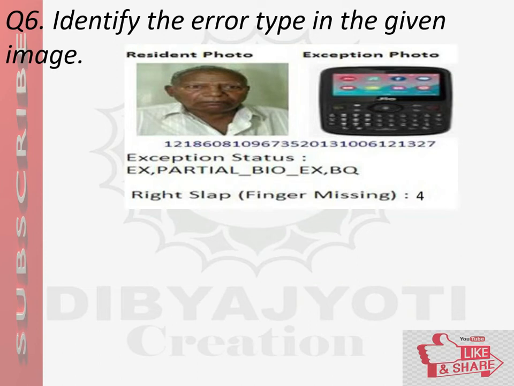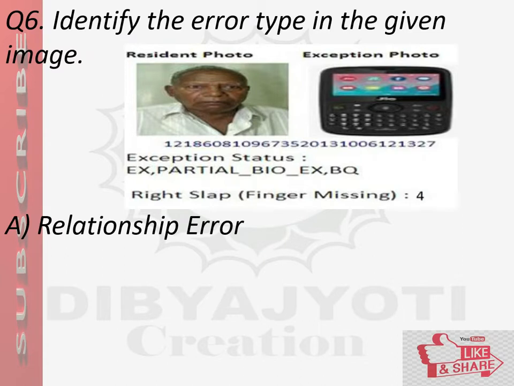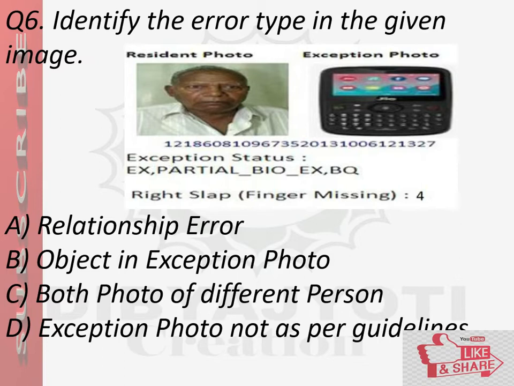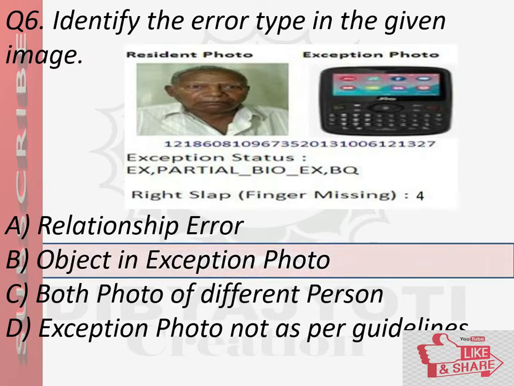Then next, identify the error type in the given image. Options are: Option A, relationship error. Option B, object in exception photo. Option C, both photo of different person. Option D, exception photo not as per guidelines. And the answer is option B, object in exception photo.